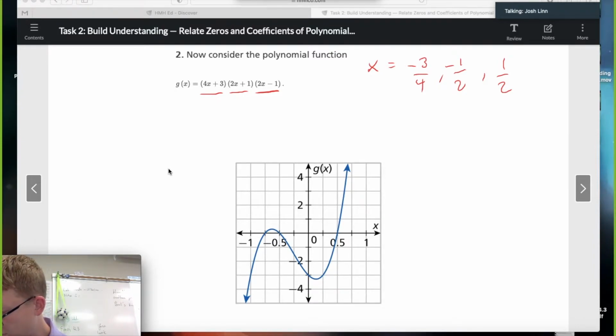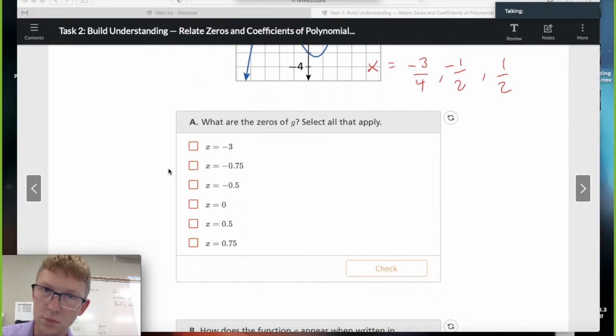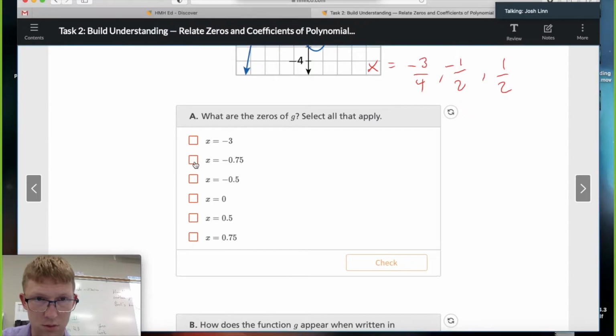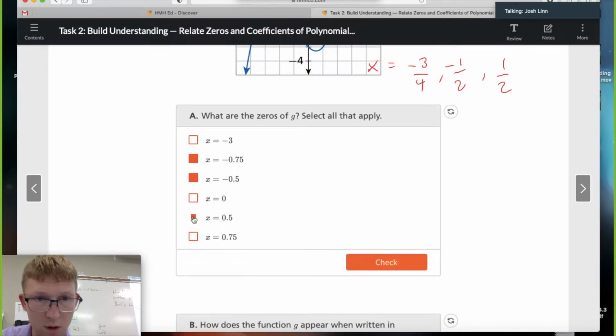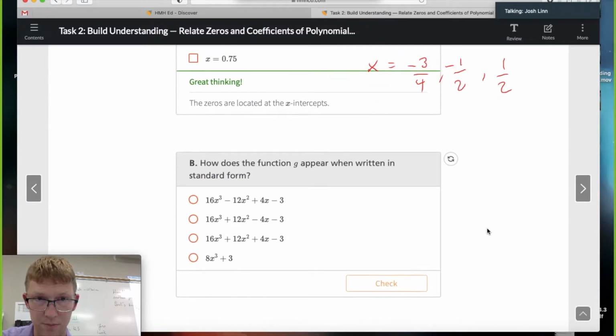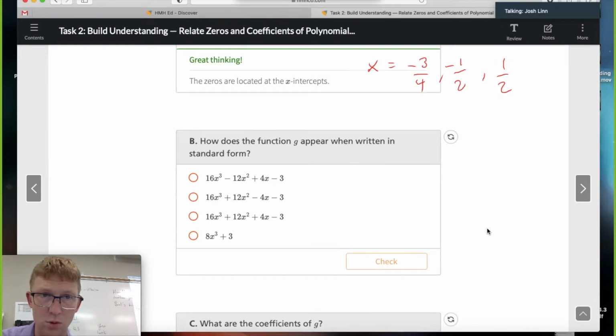Okay, so let's scroll down. I'm sure that they're going to ask us this stuff now. So what are the zeros of g? Select all that apply. They put them in decimal points. Sometimes I get irritated at decimal points, but whatever. Great thinking. So how does function g appear when written in standard form?